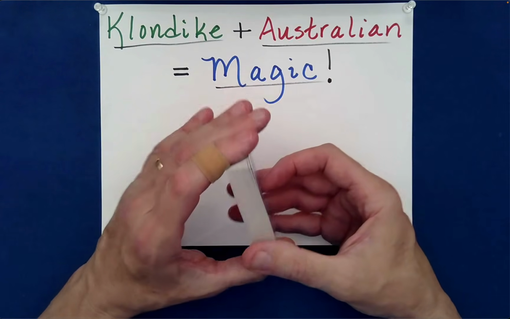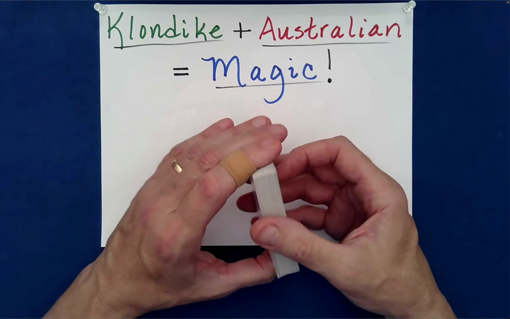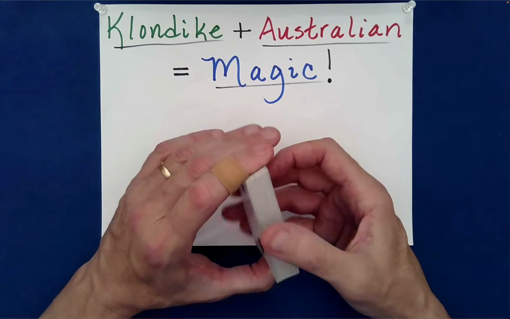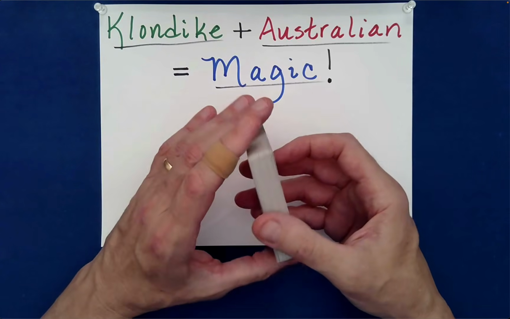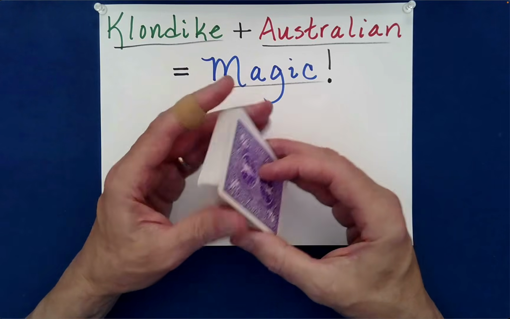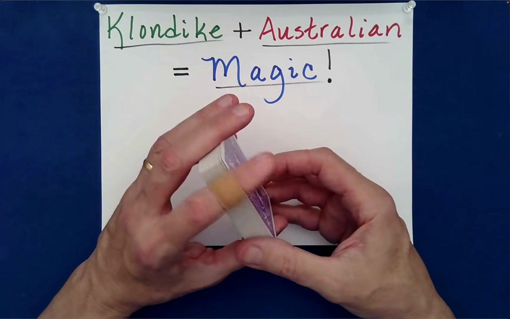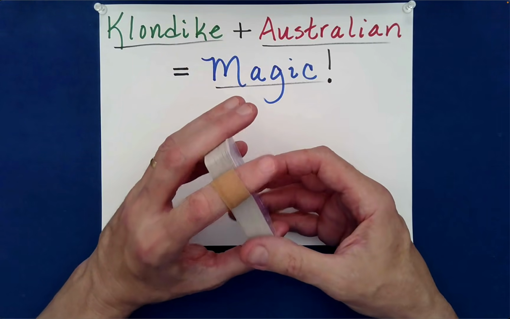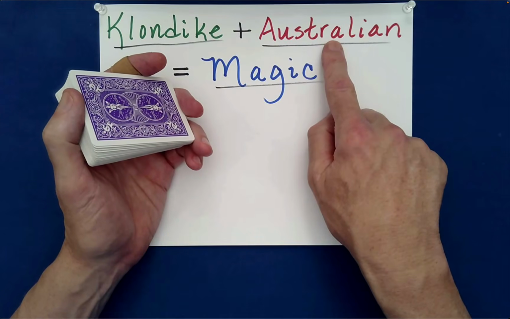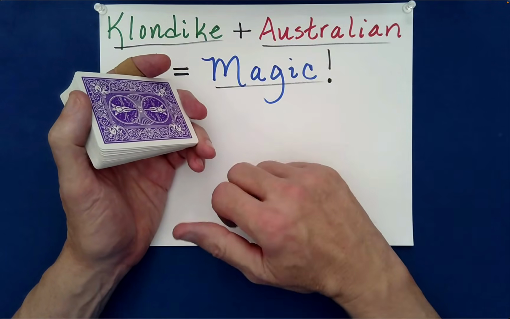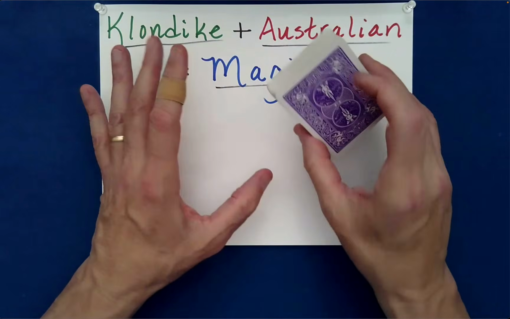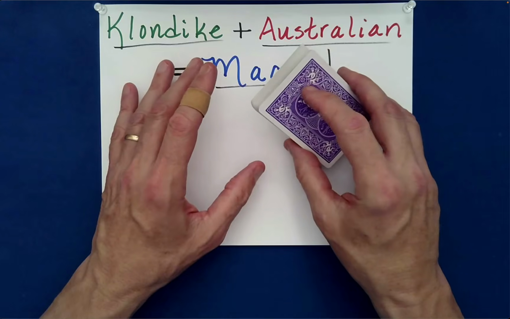Okay, so for routine 4, there were 2 things that were different. We went with a prediction card, so that was different. And we also went with a packet of size 16 instead of 8. Well, 16 is going to work just fine for us because it's a power of 2. And with the Australian Shuffle, when performed on a packet of size a power of 2, the bottom card will be the lone surviving card.